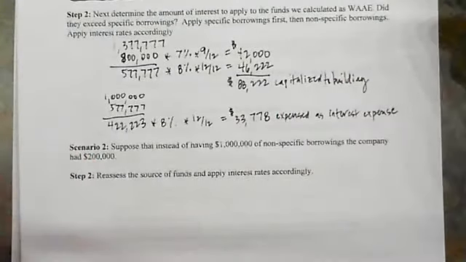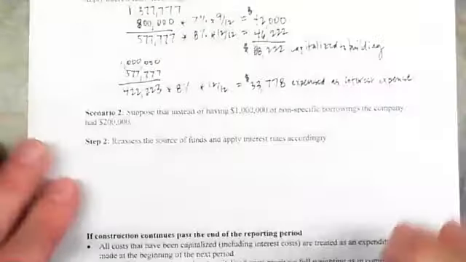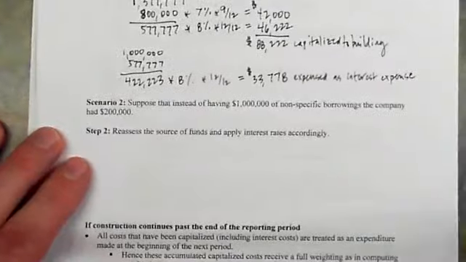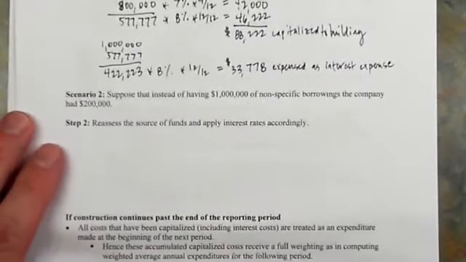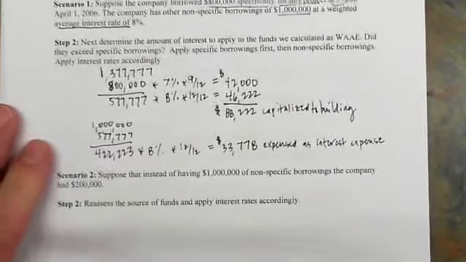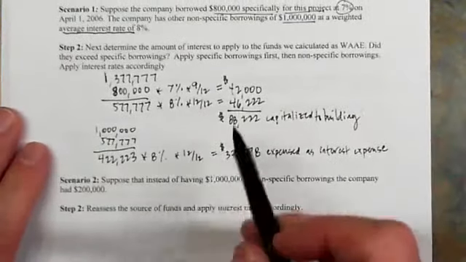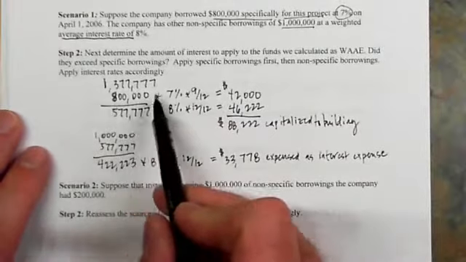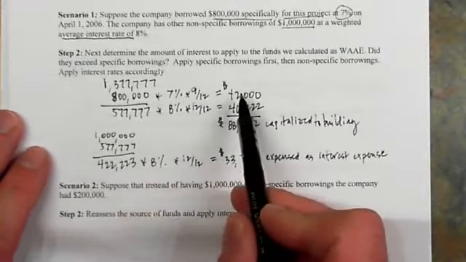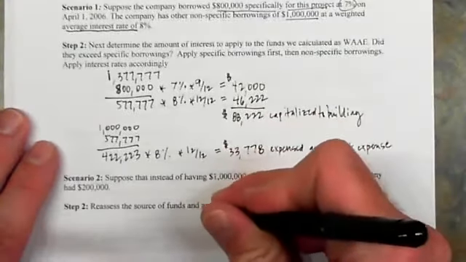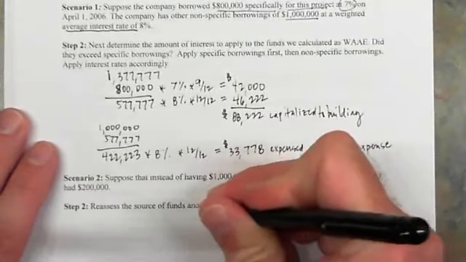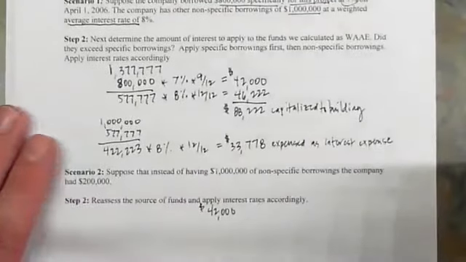We'll look at other ways you can do that, but this time it was pretty simple just to apply it that way. Scenario 2. Suppose that instead of having $1 million of non-specific borrowings, we only had 200,000. Well, in that case, this still applies because I had that specific debt. So I'm still capitalizing that amount. So I still have $42,000 of capitalized interest from the specific borrowings.